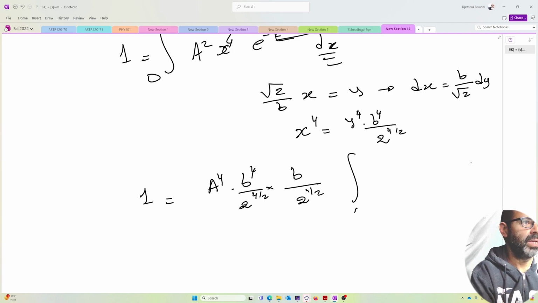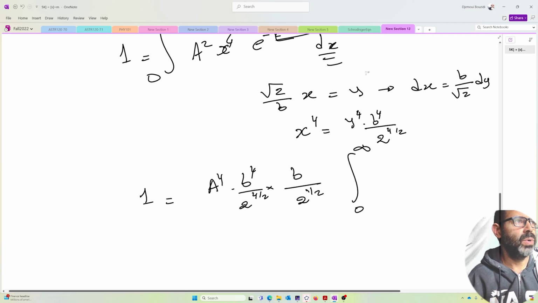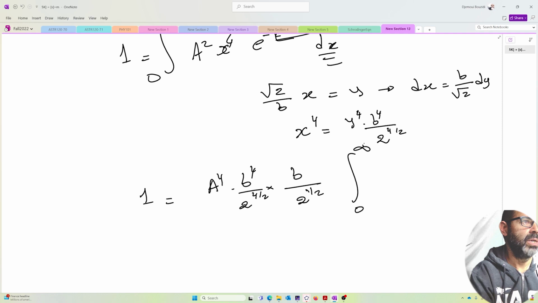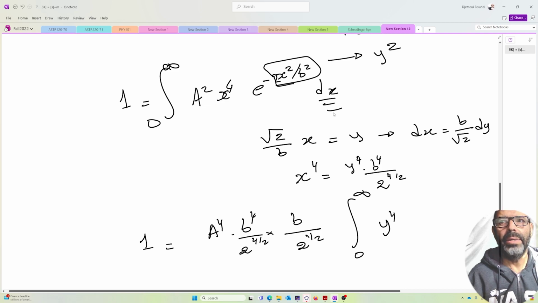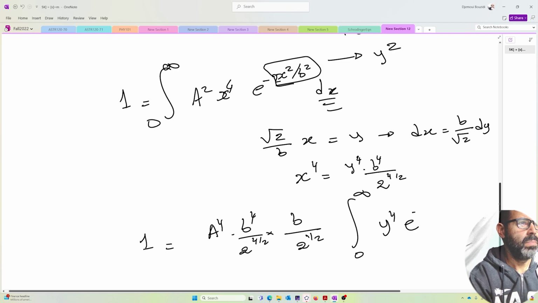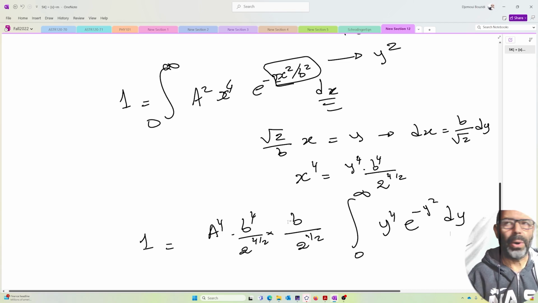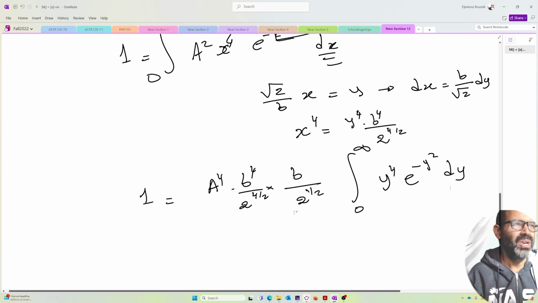And then I'm left with the integral from 0. The boundaries of integration do not change because x and y are proportional to one another. x equal to 0, y equal to 0. x goes to infinity, y goes to infinity. So boundaries of integration do not change. Now I'm left with y to the power 4 coming from this x to the power 4 and exponential of negative y to the power 4 squared because of that. And we have a dy. You see, we have the b to the power 5 already. And that's exactly what I thought we should have.